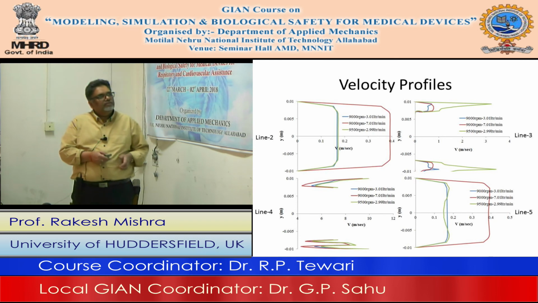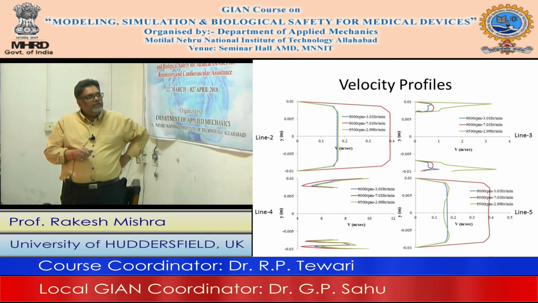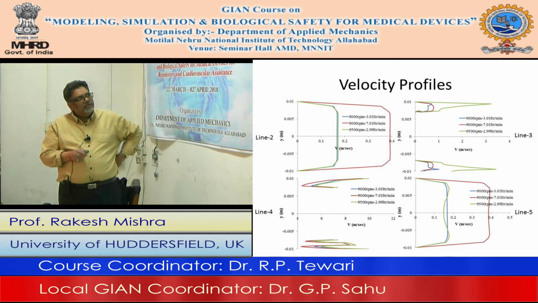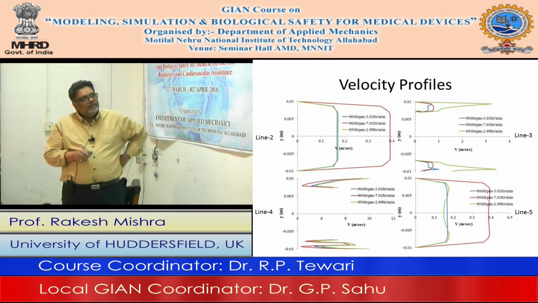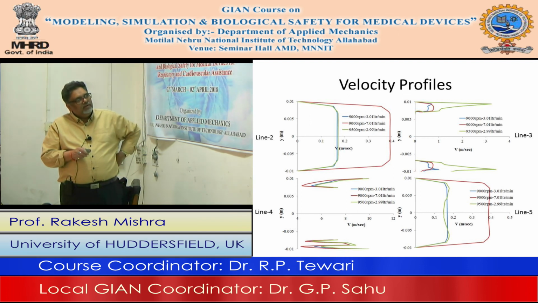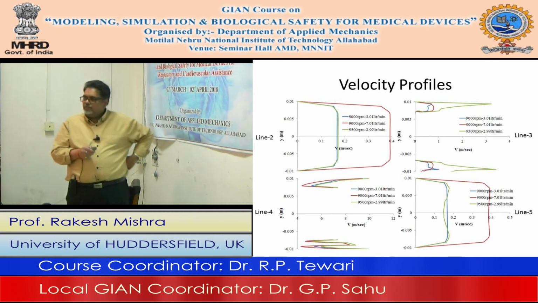Now at the entry, you can see it is a very well developed velocity profile at the inlet. At higher velocities, at 9000 RPM, the velocity profile is almost typical. At 9500, there is hardly any change at the inlet, because at the inlet there will not be any change. But at higher flow rate, the gradient is much higher here, the peak velocity is much higher here. So this is how the velocity profile at the inlet would be. Okay.